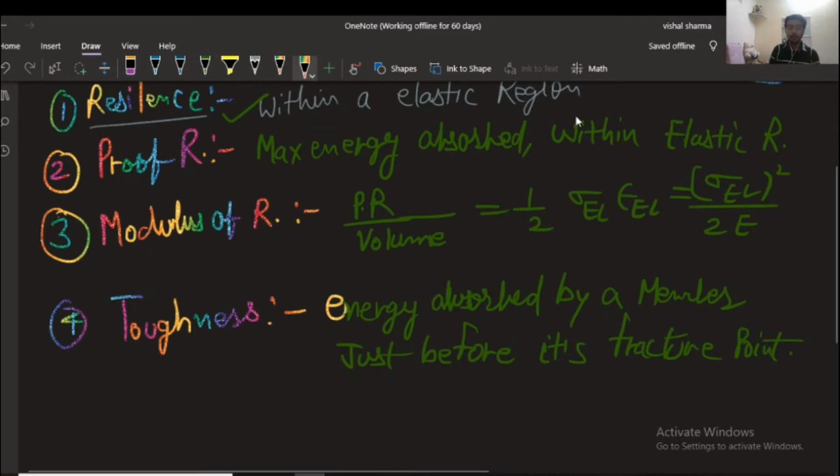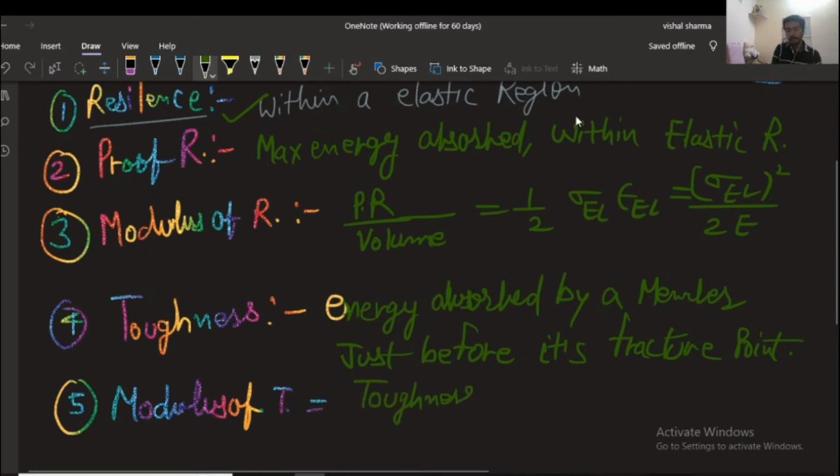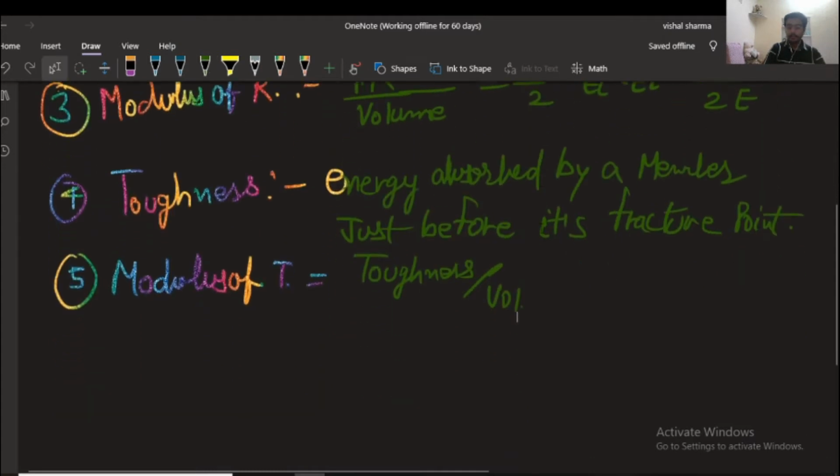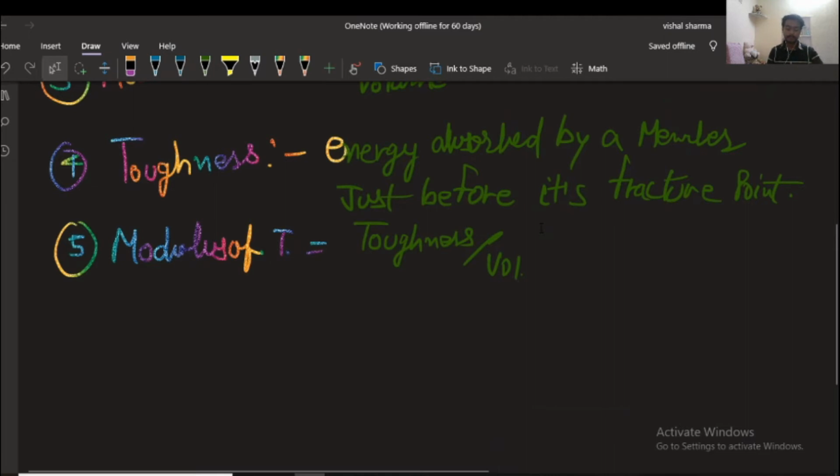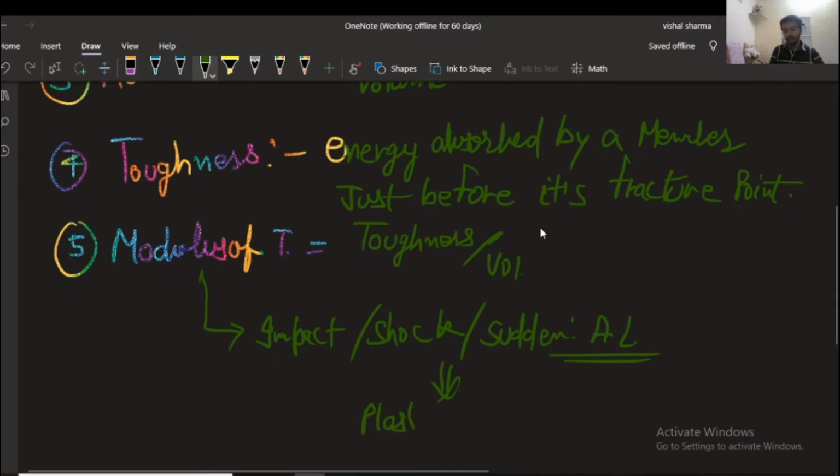The fifth one is the modulus of toughness. The fifth term which is used in the strain energy is the modulus of toughness. So the modulus of toughness is given by the toughness per unit volume. All of these are the area under the stress strain curve. Modulus of toughness is considered when there is an impact load, or shock load, or suddenly applied load. Then we consider the modulus of toughness, which is for the plastic deformation.